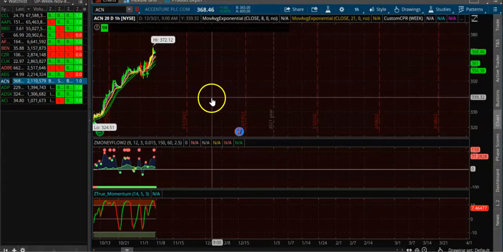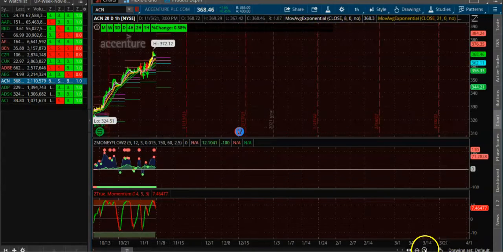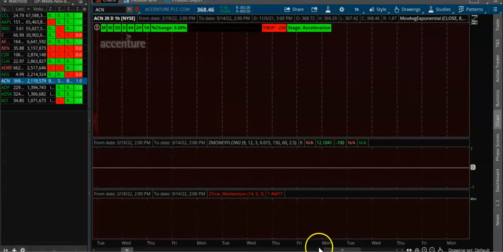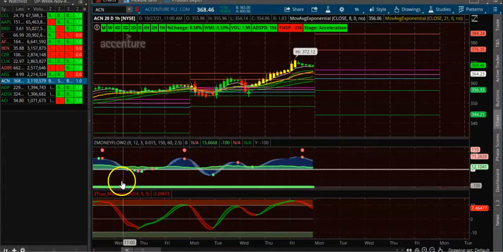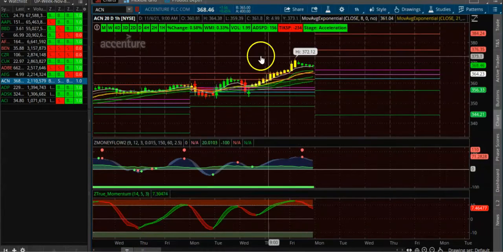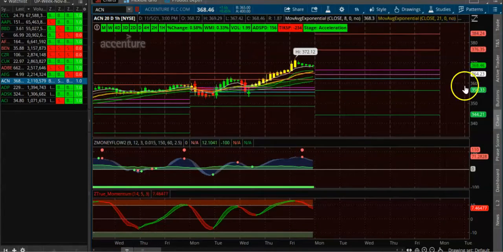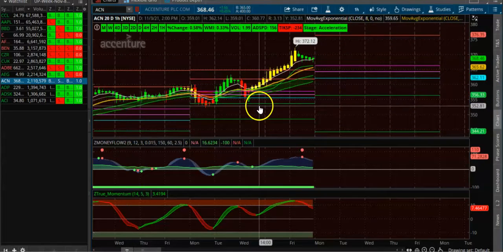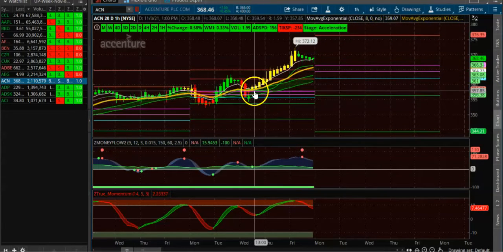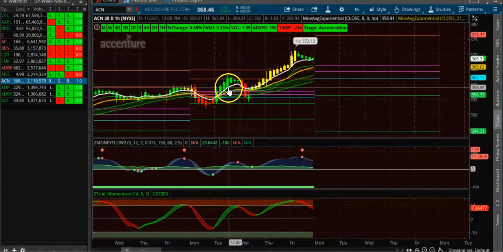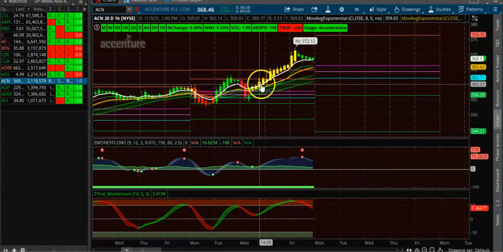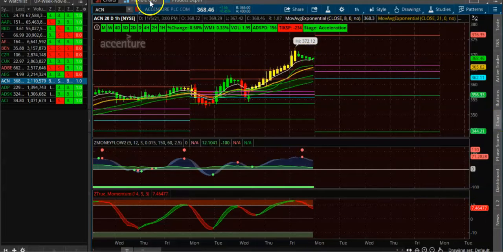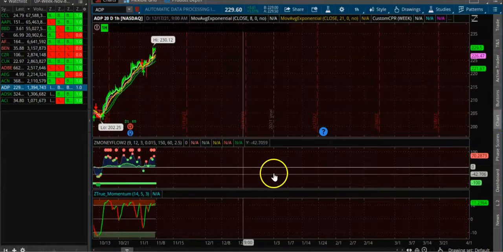ACN, Accenture. So this is a good one. You can see that it's all the way green. Okay, see 1 hour, everything is green. Okay, so you can wait for a candle which is above the CPR. This is the first one, right? This stock will go up like that. Okay, next is ADP.